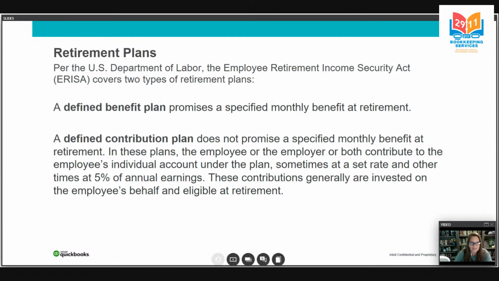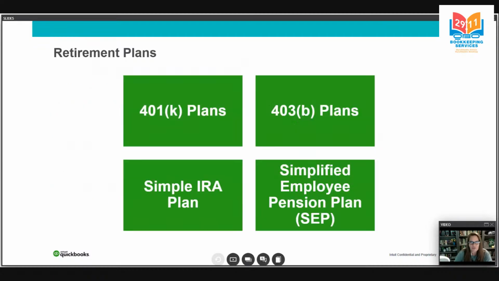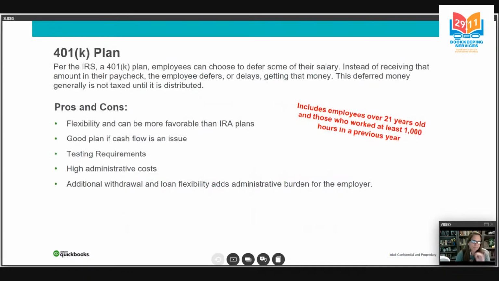They're generally invested on the employee's behalf and eligible at retirement. And then there's retirement plans. We have 401k, we have 403b, we have the SEP, and then we have a simple IRA, right? So that SEP means Simplified Employee Pension Plans. Most people just call them a SEP.